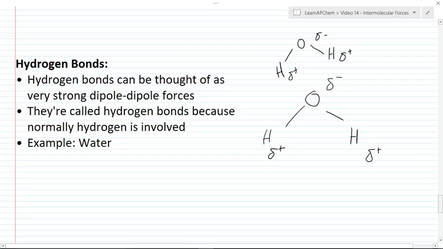Okay, hydrogen bonds. These are just special dipole-dipoles. Essentially the dipoles here are so strong that they warrant their own force. And the reason they're so strong is because hydrogen isn't very electronegative, and so atoms are essentially able to steal more electrons from hydrogen.